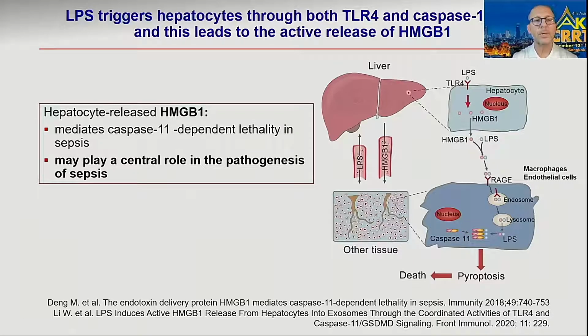Liver is an important participant of the body's reaction to endotoxemia. Endotoxin uses both TLR4 and caspase pathways to induce high mobility group box1 release from hepatocytes. And the complexes of high mobility group box1 and lipopolysaccharide here are taken up by macrophages and endothelial cells via RAGE and induce pyroptosis and death. This process may play a central role in the pathogenesis of sepsis.